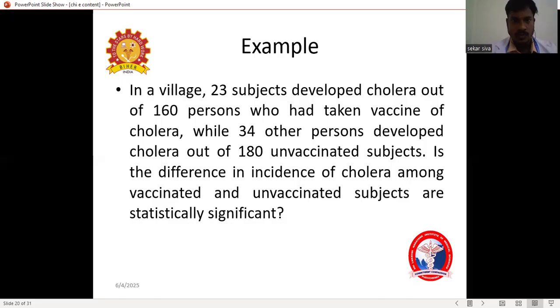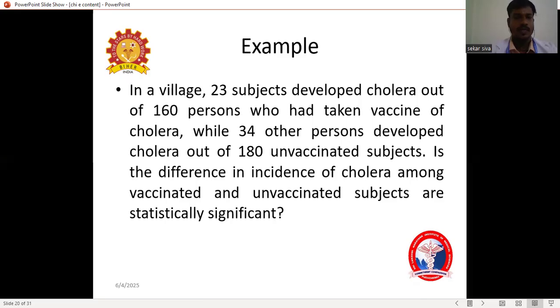In a village, 23 subjects developed cholera out of 160 who had taken the cholera vaccine, while 34 other persons developed cholera out of 185 unvaccinated subjects. Is the difference in the incidence of cholera among vaccinated and unvaccinated subjects statistically significant? The researcher wants to know this.